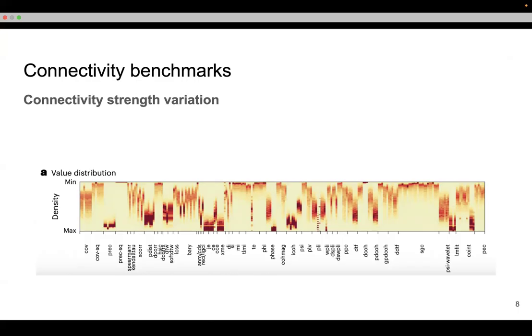Okay, next they compared a more technical thing, just the spread of the connectivity strengths in different methods. And they found that some methods are producing more uniform connections with the same strengths, some are more diffused. But again, I don't think it is especially effective.